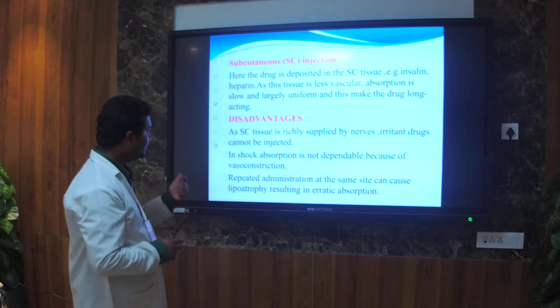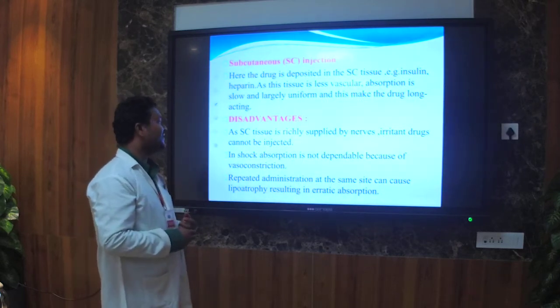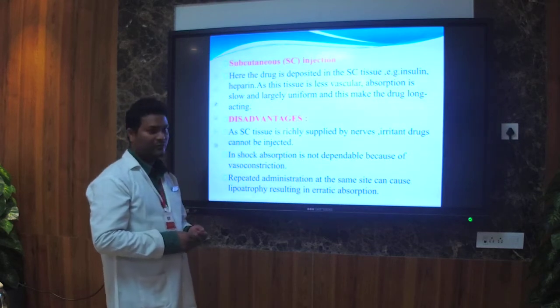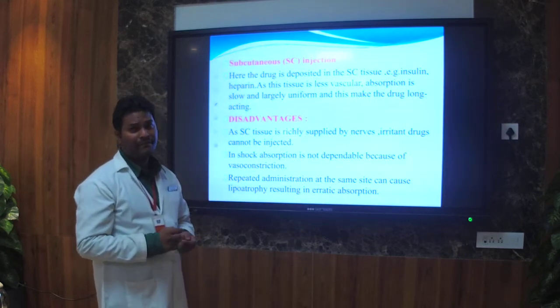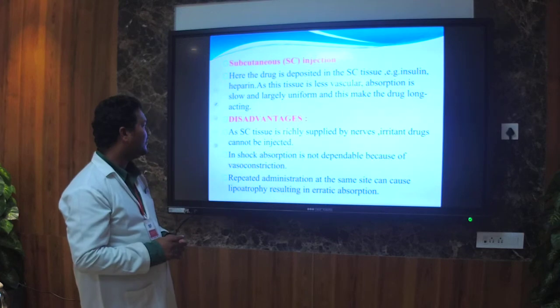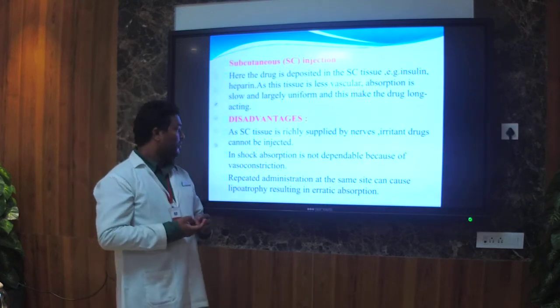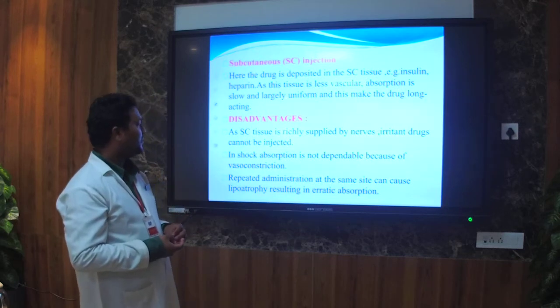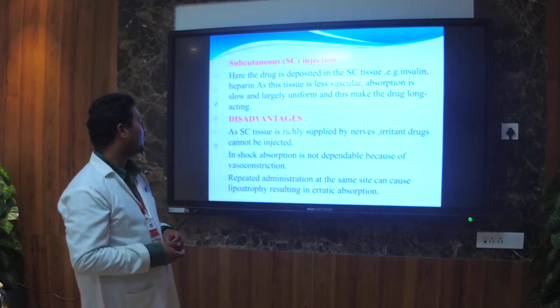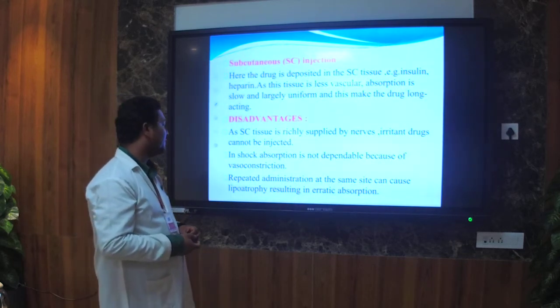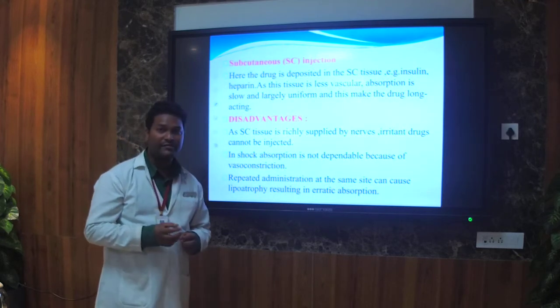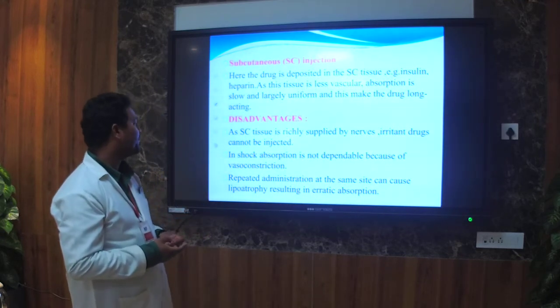Disadvantages: the subcutaneous tissue is richly supplied by nerves, so it causes a lot of pain. Irritant drugs cannot be injected by the subcutaneous route. Then in shock, absorption is not dependable because of vasoconstriction. When the vessels become constricted, the drug cannot be absorbed.